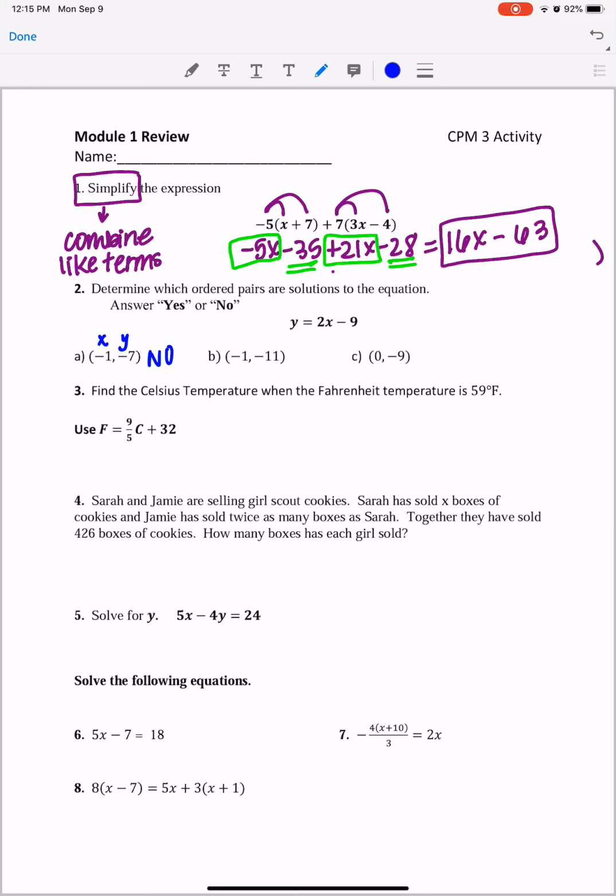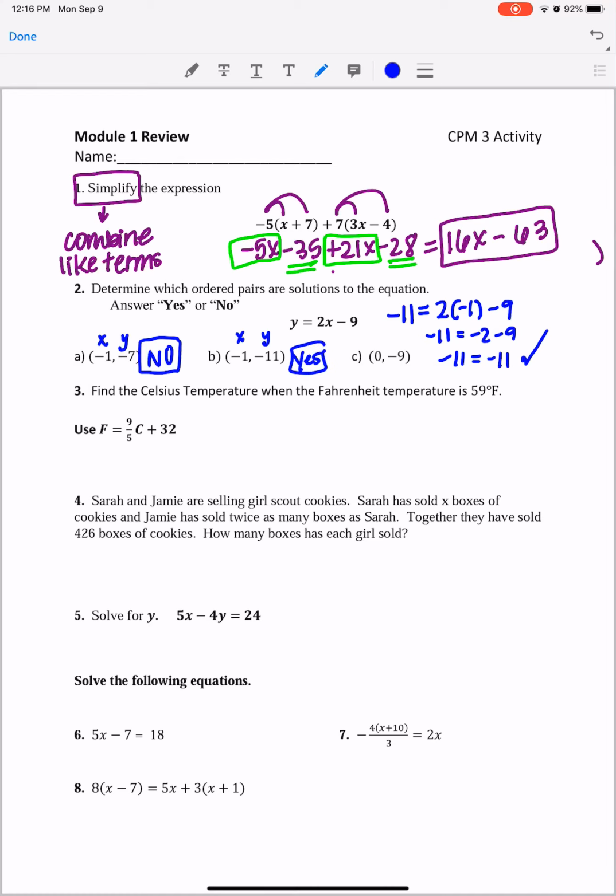Okay, so this first one was a no. Do the same thing for B. This is my x, this is my y. So when I have y equals, we'll put in negative 11, 2 times my x, which is negative 1, and then minus 9. So we get negative 11 equals 2 times negative 1, which is negative 2. Bring down your minus 9. So we get negative 11 equals negative 11. So this one is a true statement, so this one is a yes.